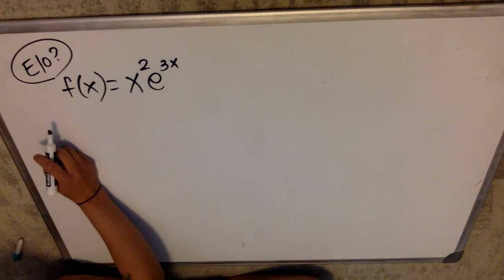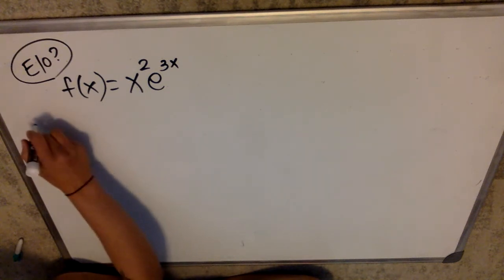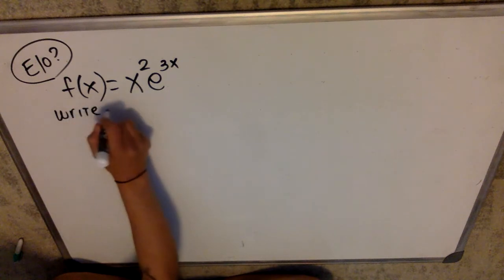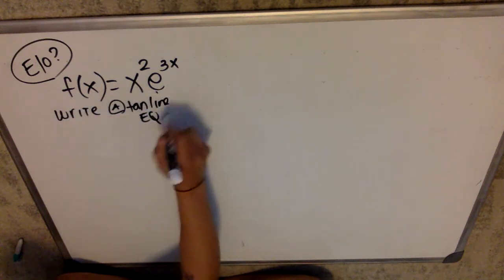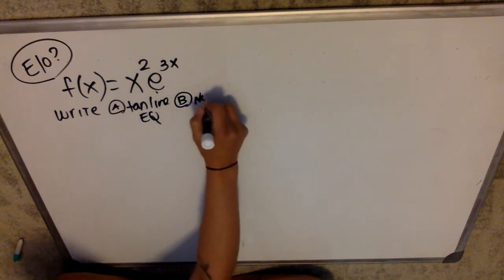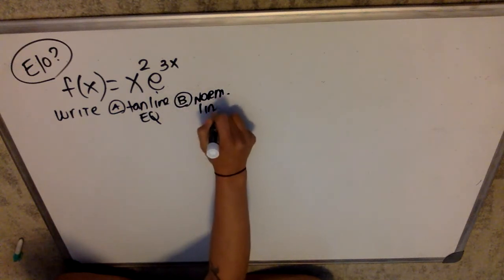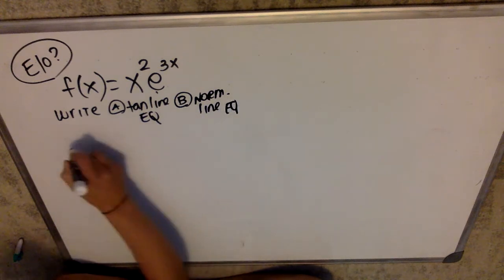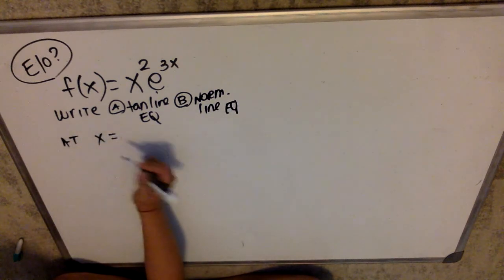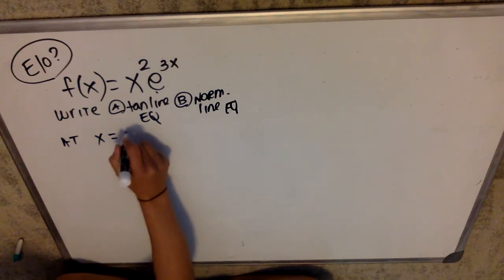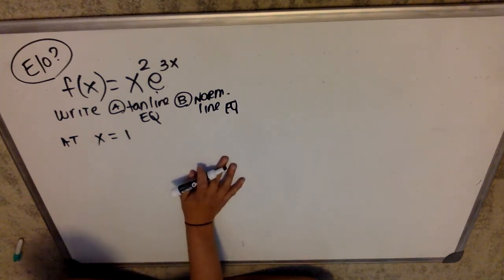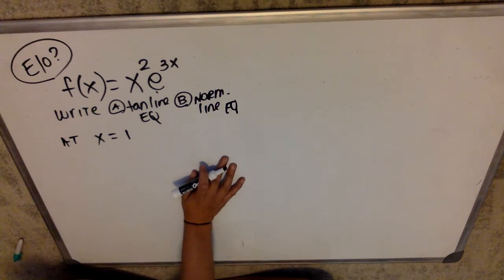We're going to write A, the tangent line equation. I'm going to say tan line equation because I'm lazy. And B, the normal line equation, which I'm just going to say norm line equation, at x equals, let's just not break the bank, let's just do 1. Okay, so we're going to write the tangent and normal line equations at x equals 1.